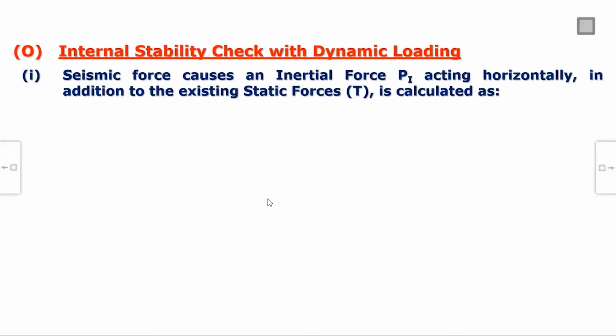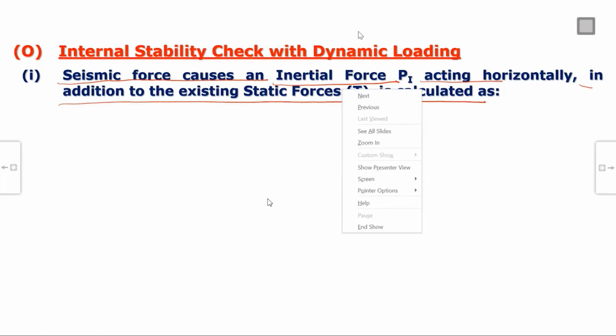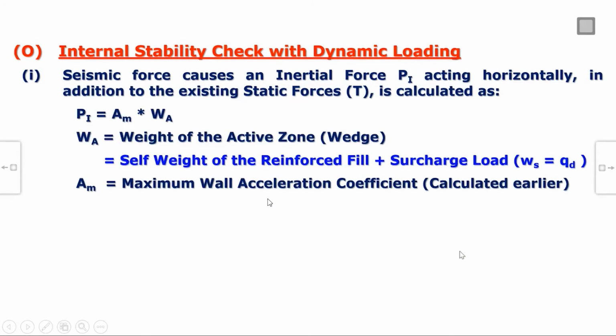Okay. Now for dynamic loading, the seismic force causes an inertial force Pi, which acts horizontally in addition to the existing static force T. So whatever tension was acting initially in any reinforcement layer, there will be an additional inertial force because of dynamic loading. That is the concept. And how we calculate it is a very simple method.